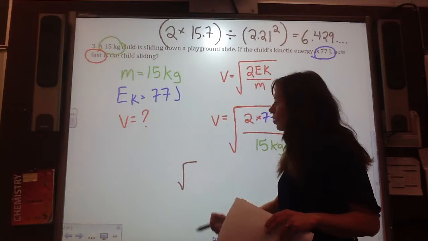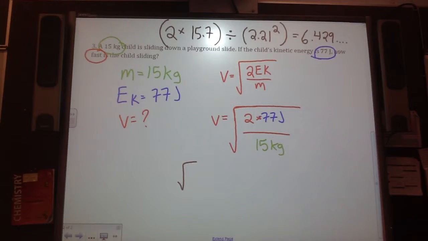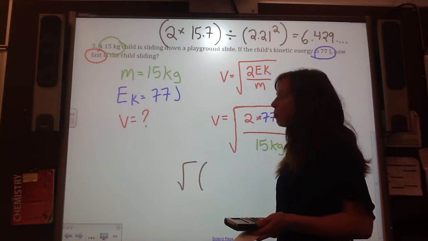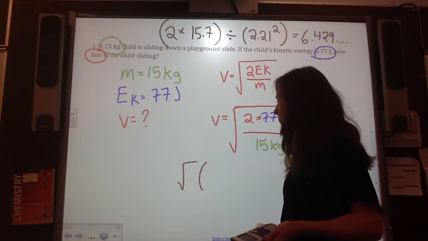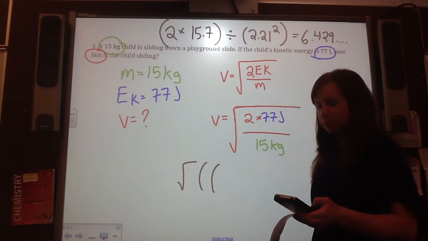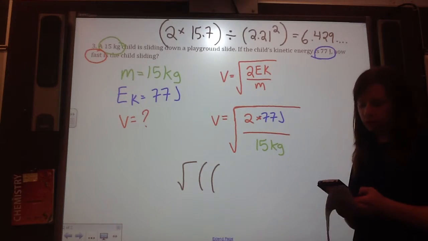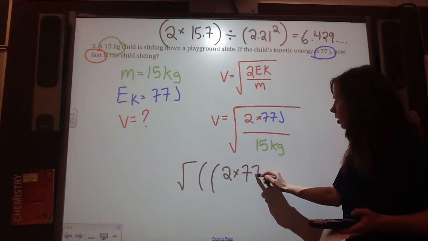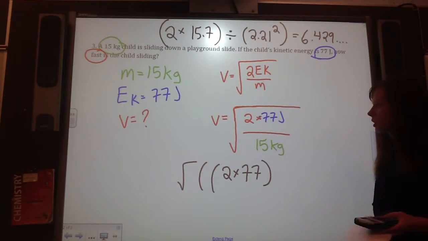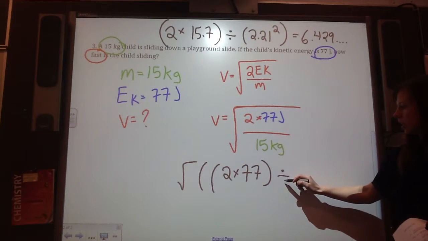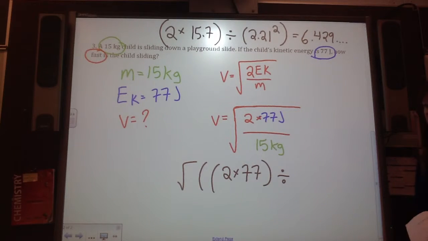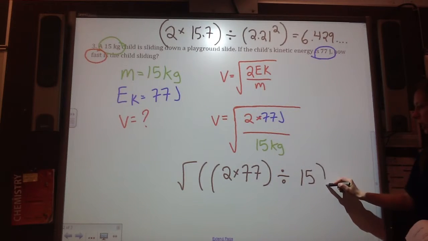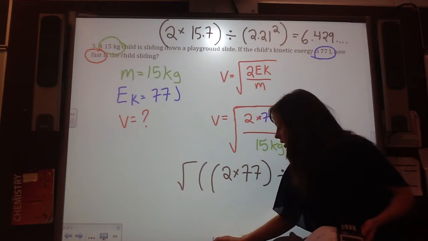So hit the square root sign. And then you have a bracket right away, right? Put in another bracket, and go 2 times 77, close that bracket. There should be 2 brackets at the start. Yeah. I'll show you why. Divided by 15 and then close bracket.